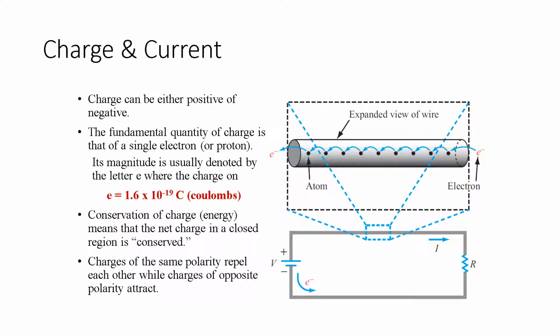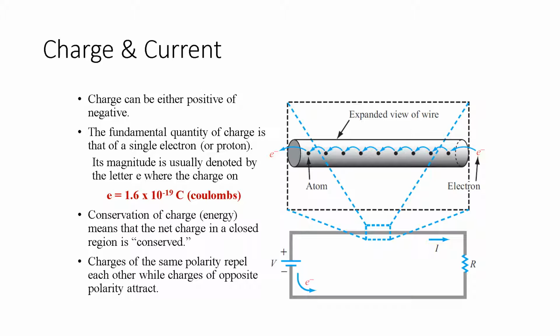In this slide also, we're going to look at the charge on a single electron. We use the letter e to denote the charge of a single electron, and that is 1.6 times 10 to the minus 19 coulombs, or C. So the charge of a single electron is very, very small. How do we get larger charges? How do we get 1 coulomb or 2 coulombs? We do that by sending many, many electrons through a wire.